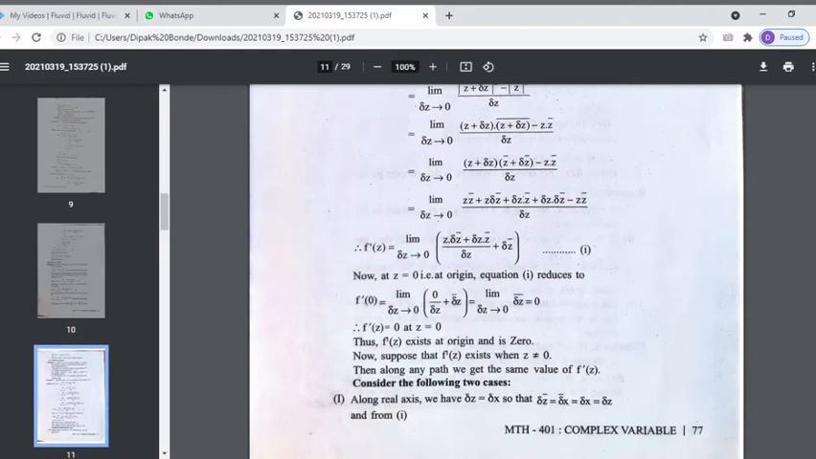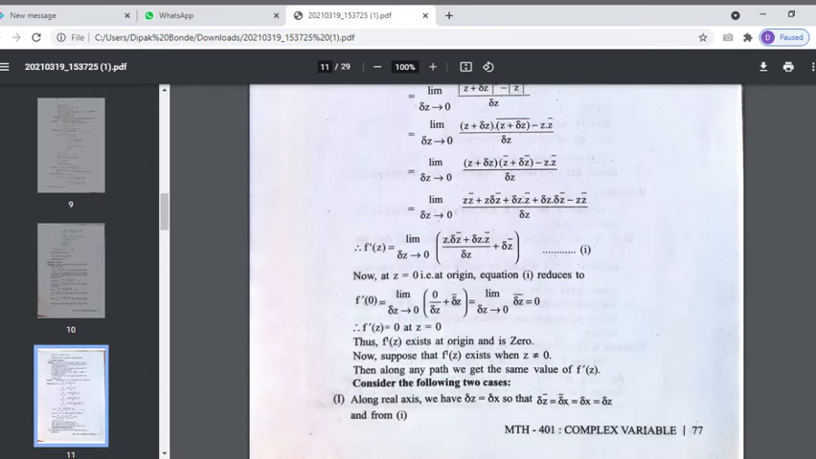So at z equal to 0, that is at the origin, equation 1 reduces to, if z is equal to 0, this term becomes 0, this becomes 0. So there is only one term, delta z bar. So limit delta z tends to 0, delta z bar is nothing but 0. So f dash z is 0 at z equal to 0. So f dash z exists only at the origin, and is 0.